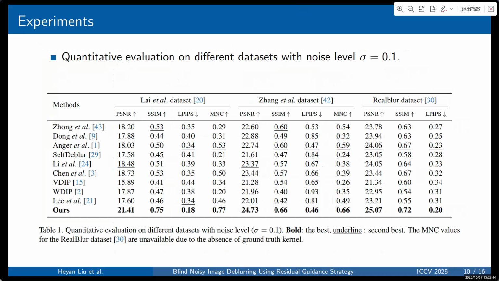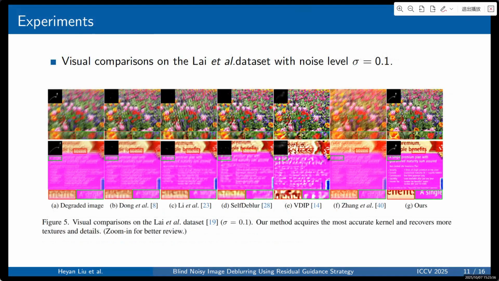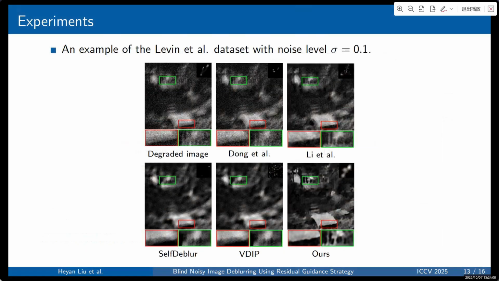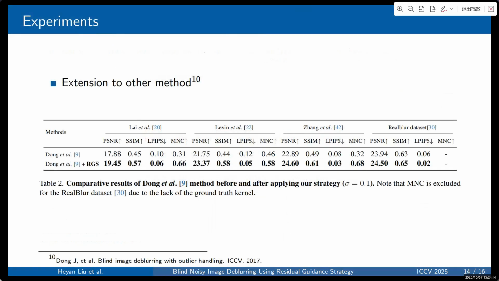In the experimental part, we conducted extensive evaluations on several commonly used benchmark datasets and various noise levels. For example, our approach consistently outperforms state-of-the-art methods in terms of PSNR, SSIM, and perceptual quality. Visually, our restored images exhibit sharper edges, richer textures, and fewer ringing artifacts, while preserving fine details even in heavily degraded regions.